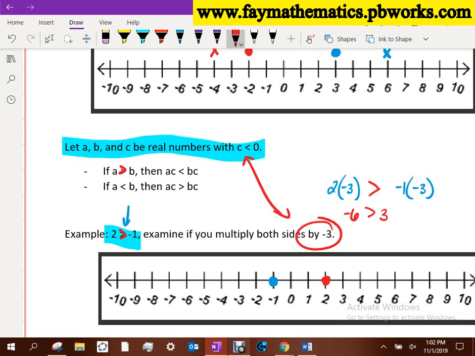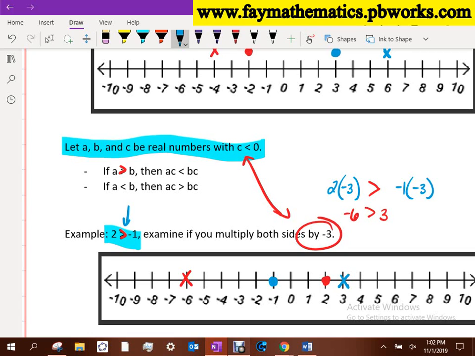That's not true, right? That's wrong. That's the opposite of what it should be, correct? Okay. So here's what the argument and the rule is saying. If I multiply this negative 2 by negative 3, it takes this red dot and makes it over here, that one. And it's going to take this blue one and put it over here at 3.